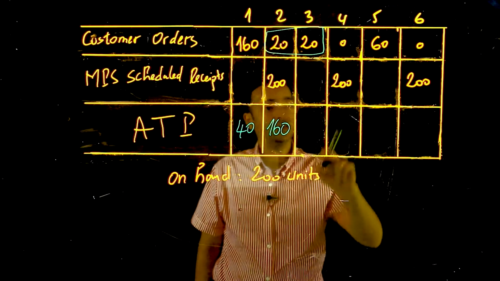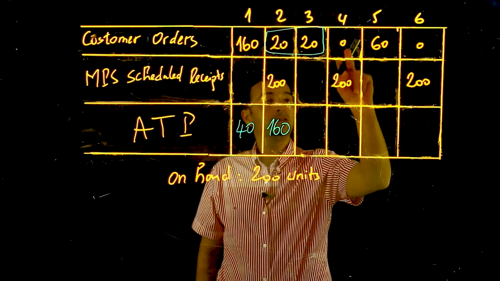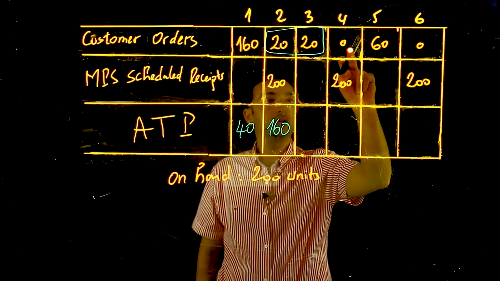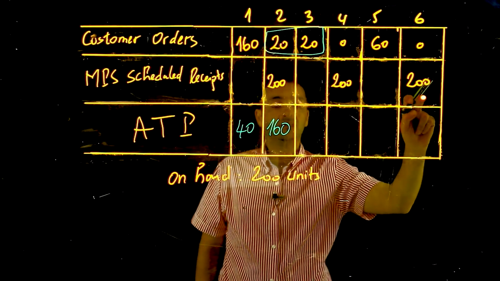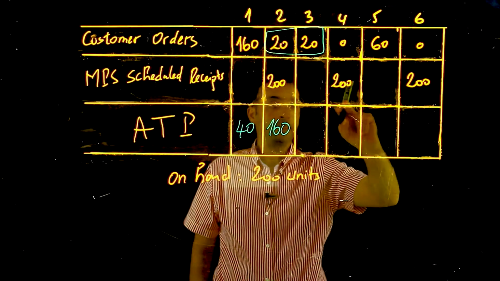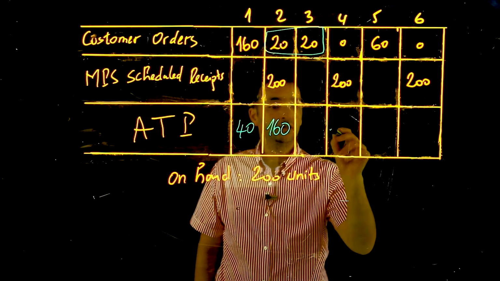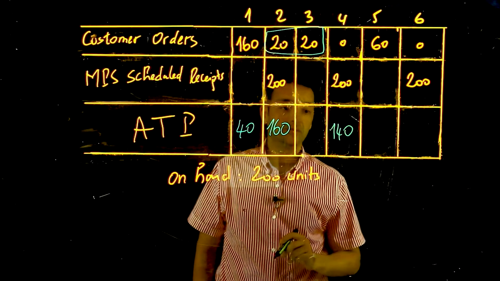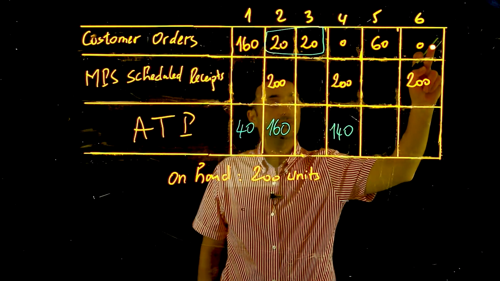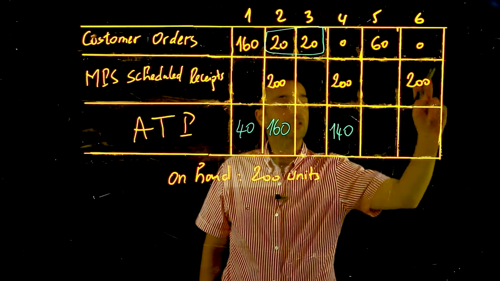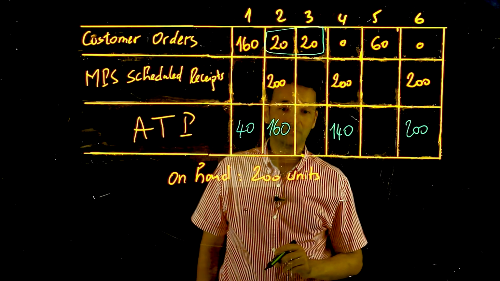Okay? Now, this scheduled receipt can cover the customer orders for week 4 and for week 5, because the next scheduled receipt is scheduled for week 6. 200 minus 0 minus 60, we can promise 140 units. There's no customer orders in week 6, so all the scheduled receipt becomes available to promise.